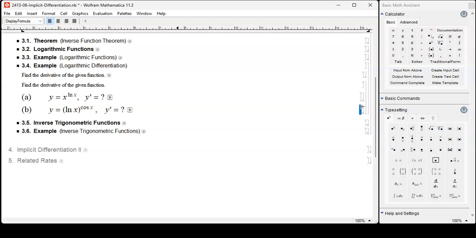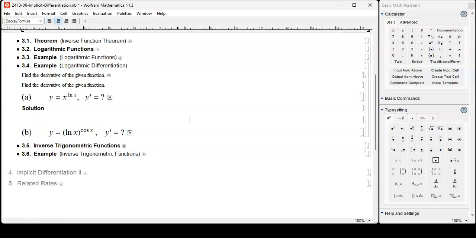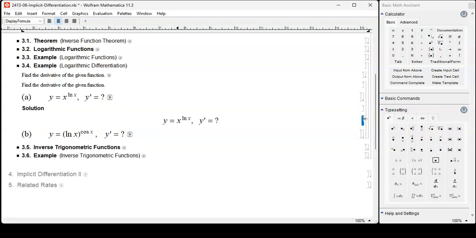How do you handle this kind of problem? Alright, that's where log differentiation shines. Why? Let's copy this problem here. Okay, alright. There.